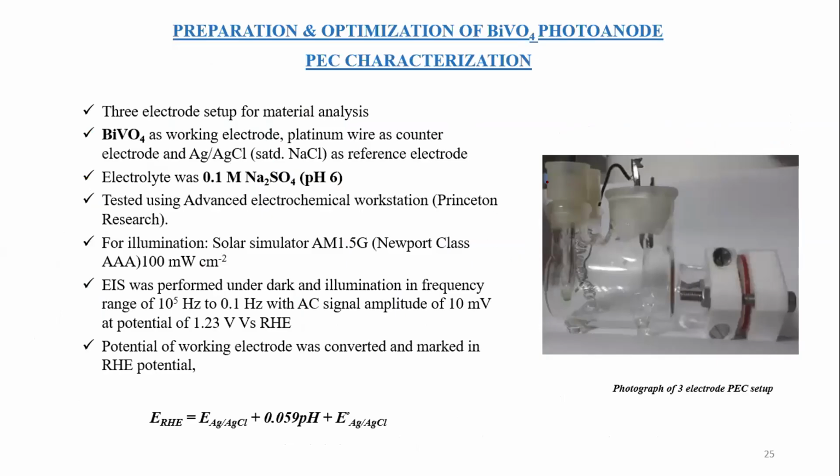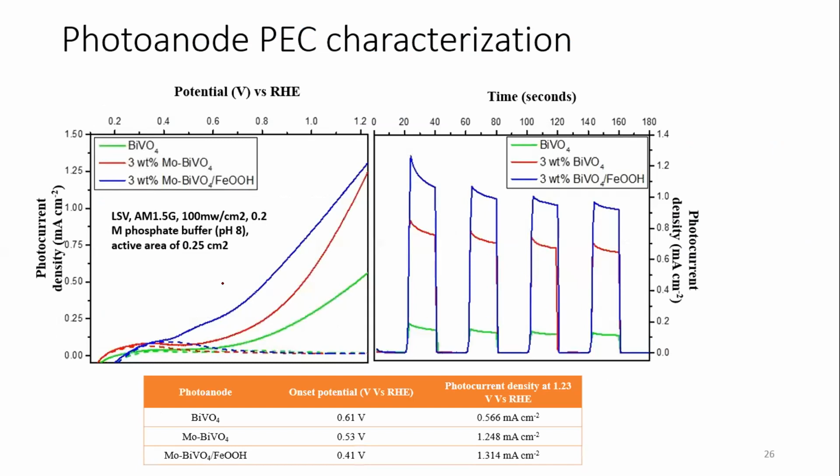So this is the setup that we use to test our photoelectrode materials, and let me show you some of the results. The first one on the left side is linear sweep voltammetry. From this test, we can measure the onset potential. Potential is plotted on the x-axis and photocurrent density on the y-axis. The potential at which the photocurrent starts evolving is called the onset potential.